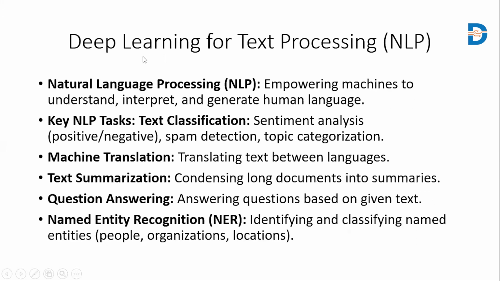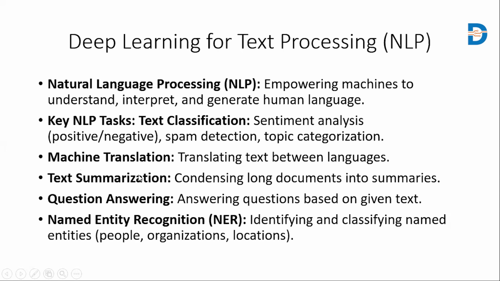Now let's talk about how deep learning works in text processing, or natural language processing. So what is NLP? It empowers machines to understand, interpret, and generate human language. Now, what are the tasks we perform in NLP? The very first one is text classification. In text classification, we can do sentiment analysis, where sentiment can be positive or negative. Then spam detection, whether the email is spam or a ham email. Then topic categorization. So basically, we can do the classification task in text classification.